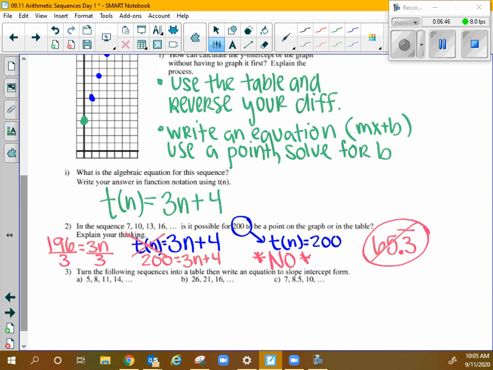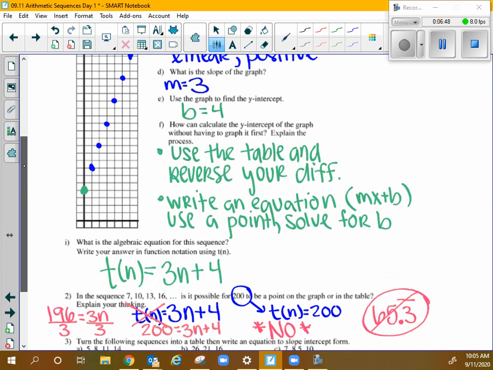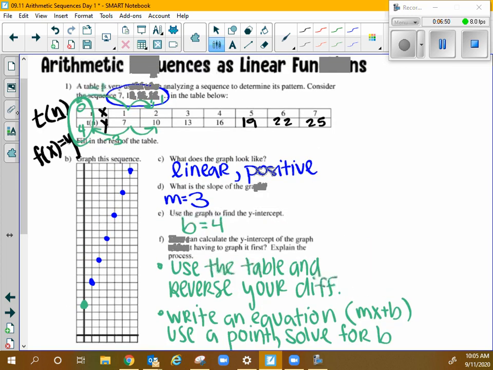Okay, so now I want to go back up here just for a minute and talk about some of the vocab that I've used. I said that these are your terms, and your terms are your output of the sequence. So I'll say a lot of what's the first term, what's the second term, what's the third term. The N stands for the position of the term.